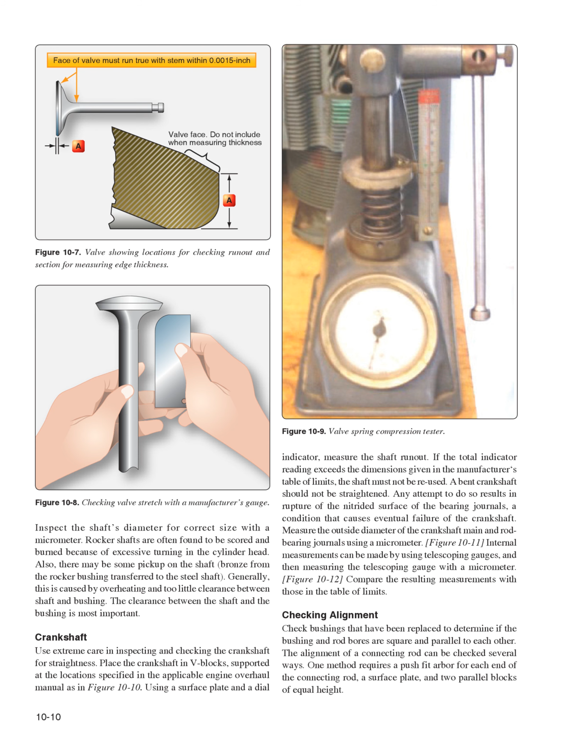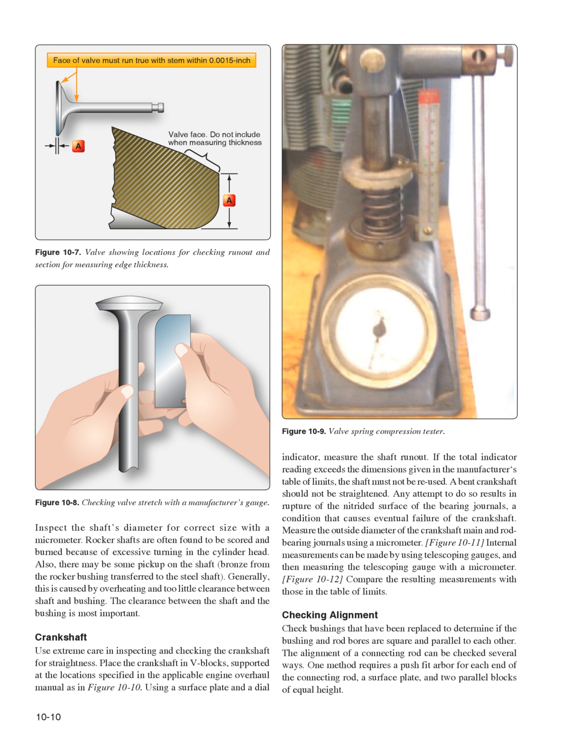Any attempt to do so results in rupture of the nitride surface of the bearing journals, a condition that causes eventual failure of the crankshaft. Measure the outside diameter of the crankshaft main and rod bearing journals using a micrometer. Figure 10-11: internal measurements can be made by using telescoping gauges, and then measuring the telescoping gauge with a micrometer. Figure 10-12: compare the resulting measurements with those in the table of limits.